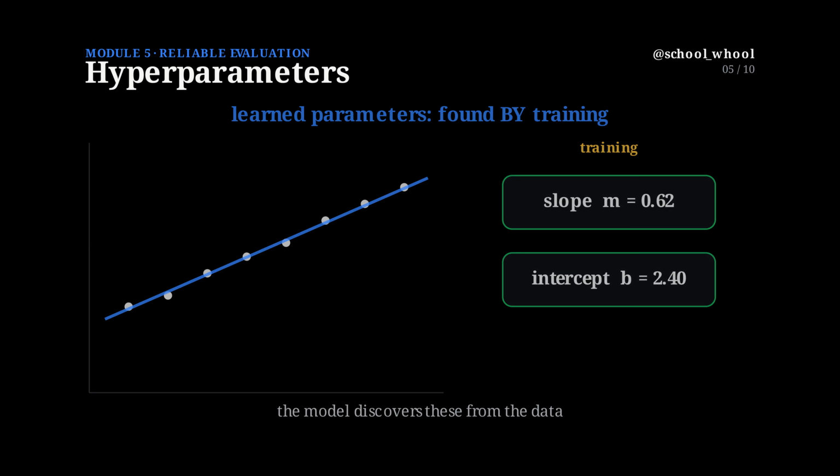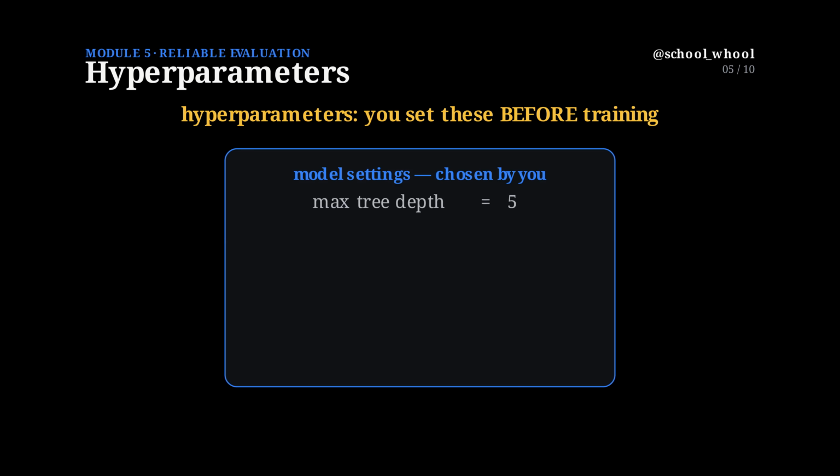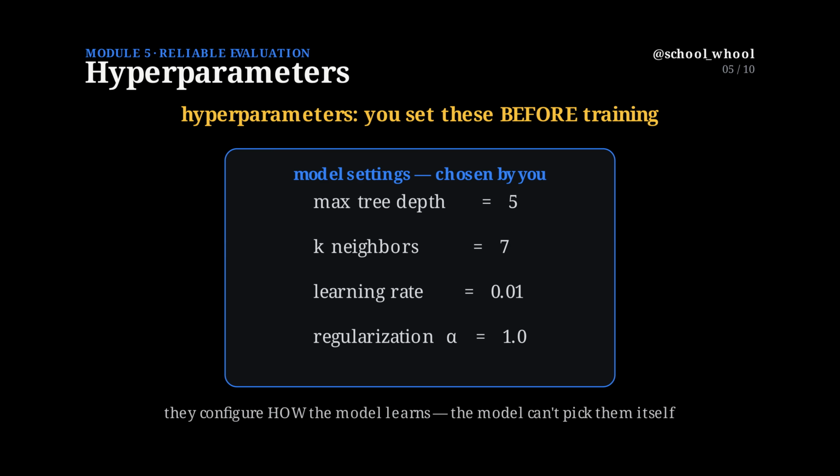Then there are the hyperparameters. You choose these before training even begins. They don't describe the answer. They configure how the model learns: how deep a decision tree can grow, how many neighbors to look at, the learning rate, the strength of regularization. The model can't discover these on its own.